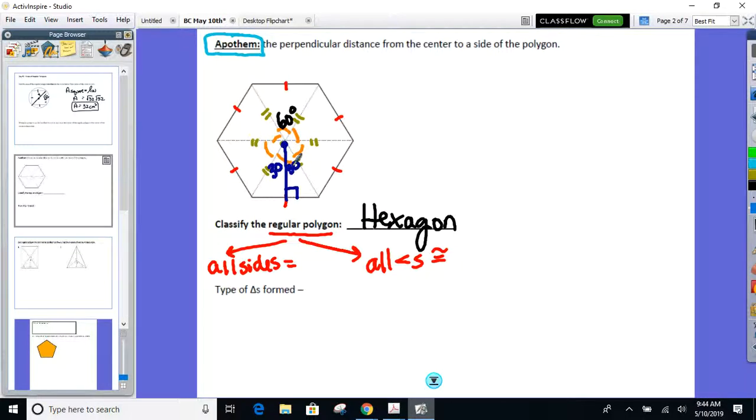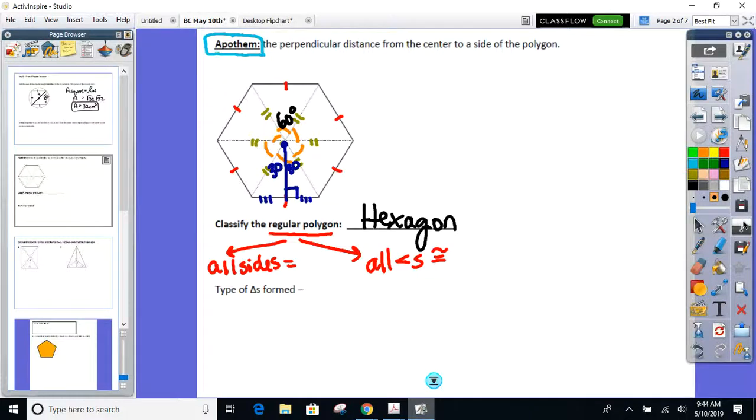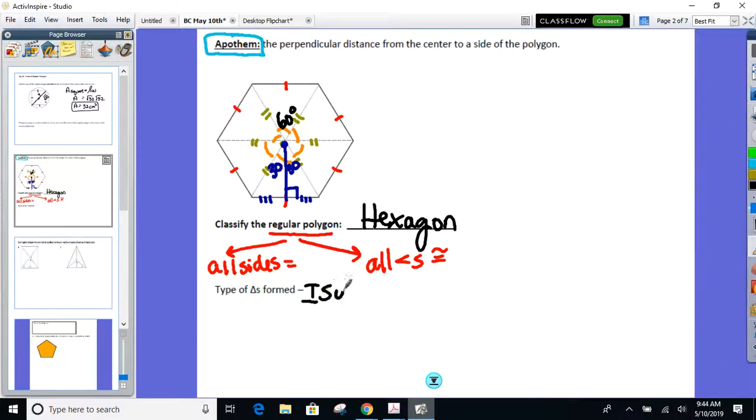And it does one more thing pretty powerful. Bisects the side it's drawn to. So this side right here is getting bisected by the apothem. All right? Everybody all good? And then what type of triangles are formed here? We said isosceles, congruent triangles. Okay.